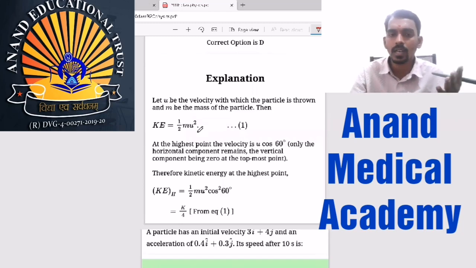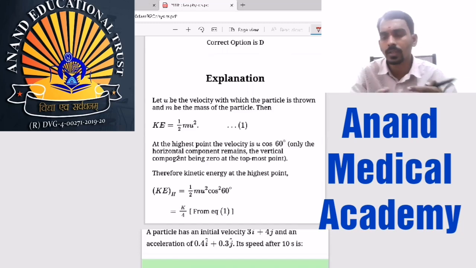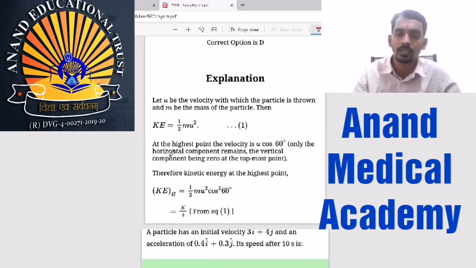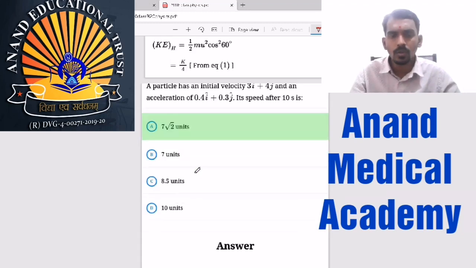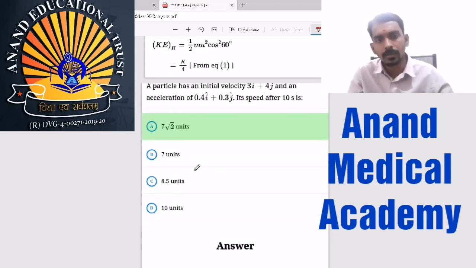Initial kinetic energy is half m u square. Kinetic energy at the highest point means half m u cos theta whole square, where the given theta is 60, like that. Now, one more question is motion in two dimensions.